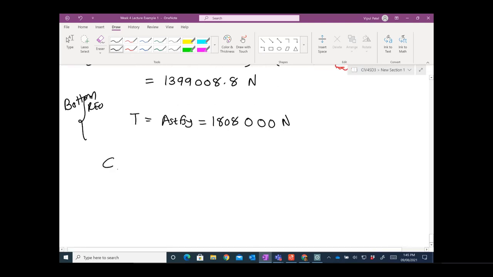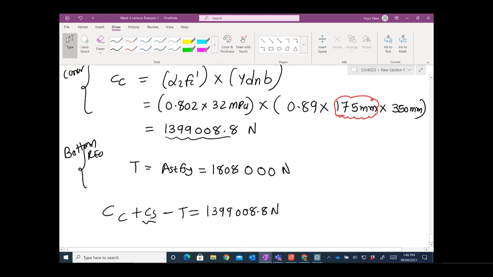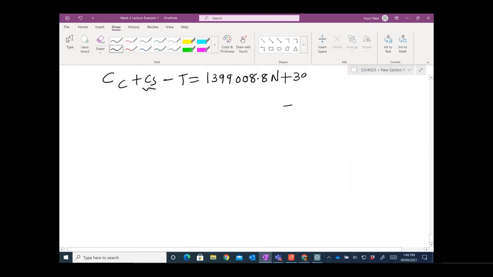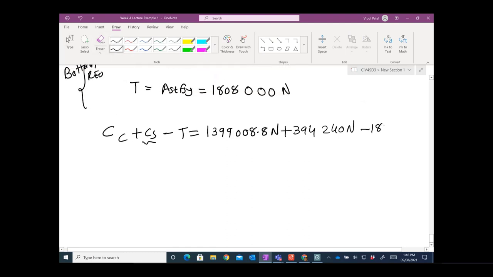So let's check equilibrium, that CC plus CS minus T equal to zero. Now CC is this one, 1399008.08 newtons. CS is 394,240 newtons, and the last one does not change, which is 1808,000 newtons. So if I do this, it is -14712.2 newtons, which is again not zero, right?